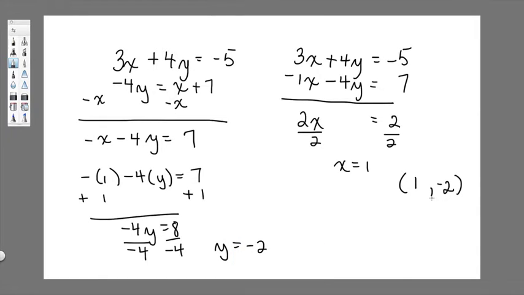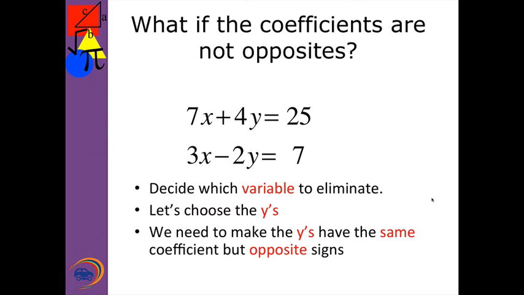Welcome back. Let's clear this off and go back to our slide. And here's our second one. What happens if the coefficients are not opposites? So far, every problem that we've done, the coefficients turned out to be opposites. But this time it says, let's decide which variable to eliminate. Normally it's your choice, but so that we all do the same thing, we're going to try to get rid of the y's. We need to make sure the y's have the same coefficient but opposite in sign.